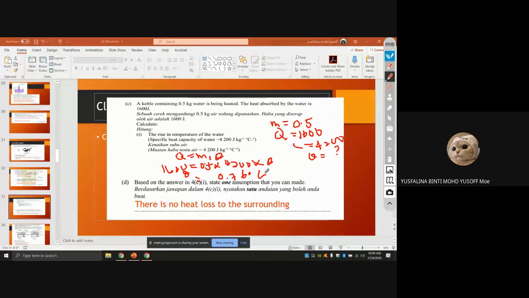Based on the answer in 4C1, state one assumption that you can make. So this one means there is no heat loss to the surrounding. It means the heat absorbed is completely used to increase the temperature. So there is no heat loss to the surrounding. Okay, so that is the assumption.